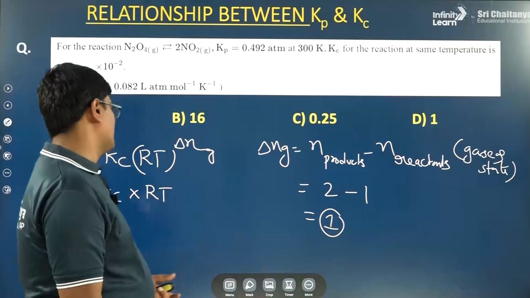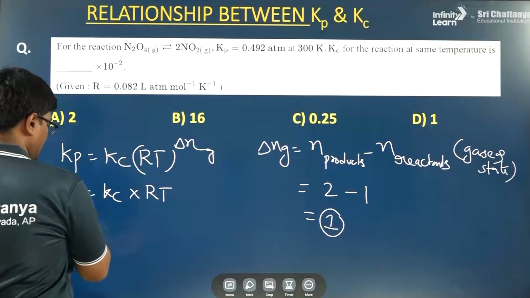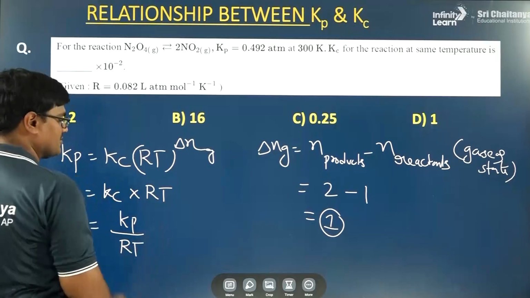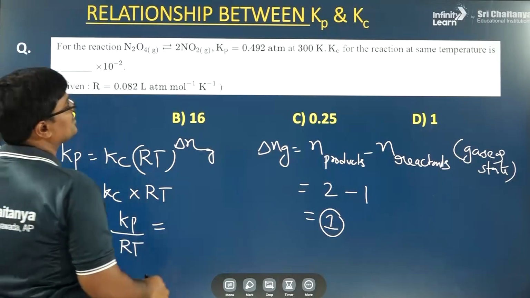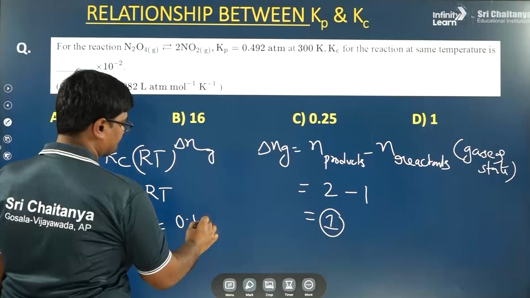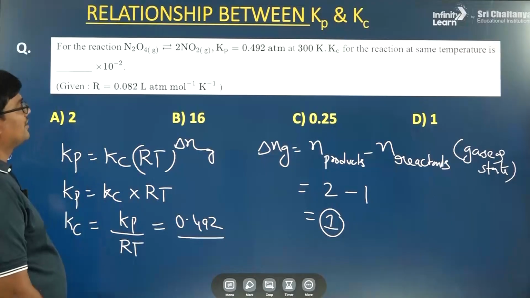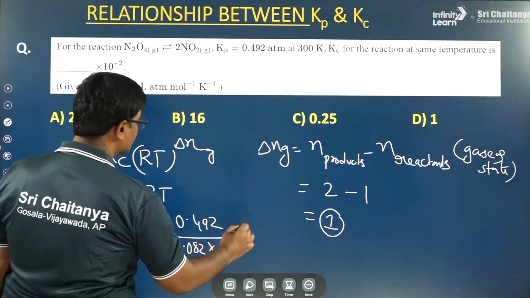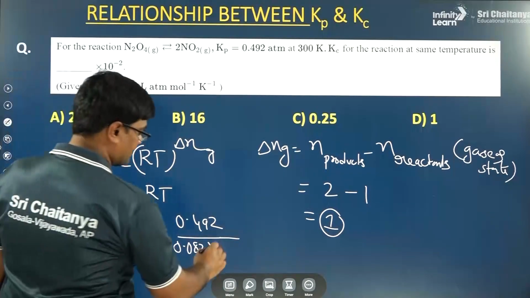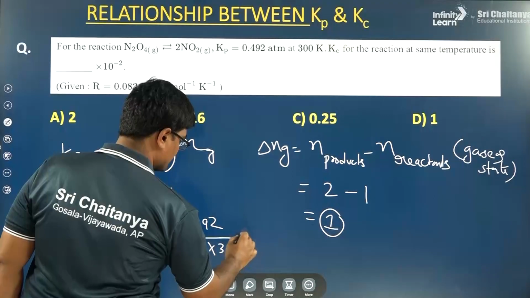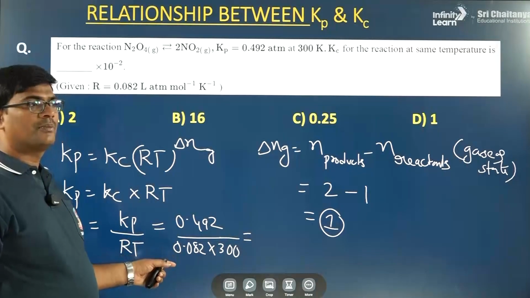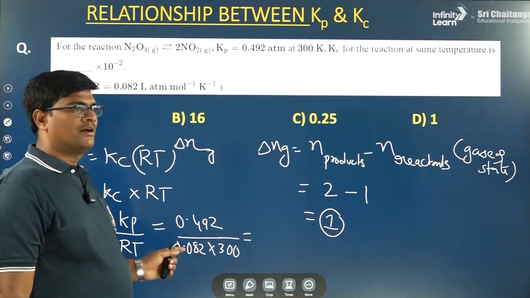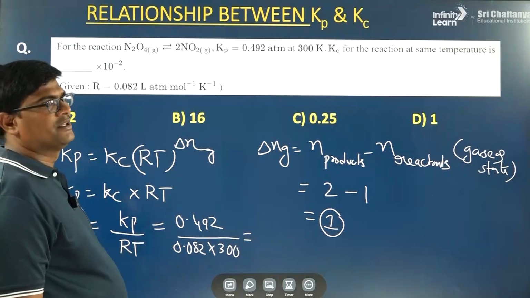Now they have given all the data, then we need to identify what is Kc. Kc is equal to Kp divided by RT. Now substitute the data. What is the Kp value? 0.492. What is the RT value? R value is 0.082. What is the temperature they have mentioned? It is 300 Kelvin. If you substitute, what is the answer? This is around 24 point something. So 0.492 divided by 24.6 something we are going to get.